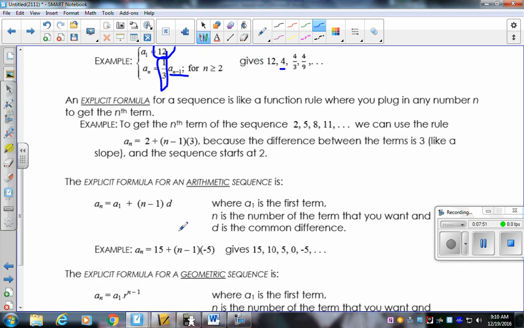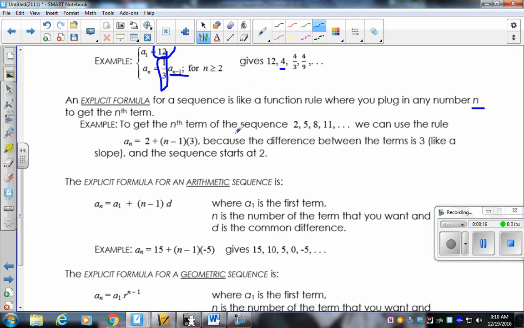The explicit formulas, this is where all the good stuff is. We're going to be using these pretty much the rest of the day and in the series notes as well. The explicit formulas are money, okay? What it does for us is it tells us that you plug any number into n to get that term. So if I say, here's my pattern, find me the 100th number in the pattern, you don't have to write out the first 99 numbers. That would be just crazy, okay?